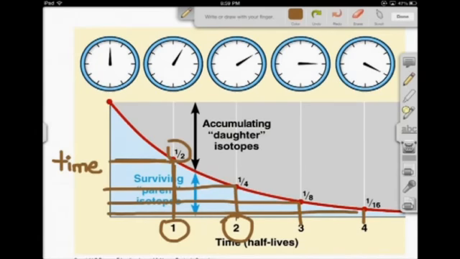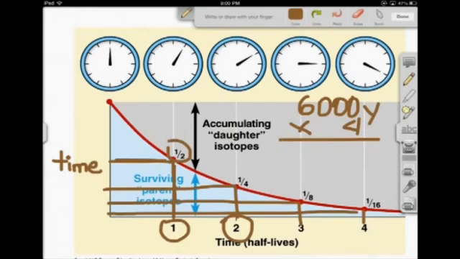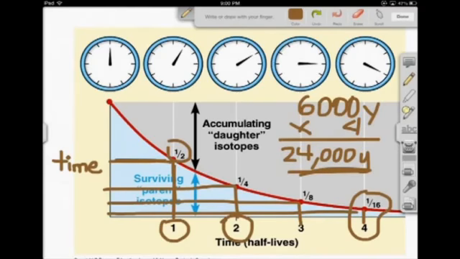When you consider carbon-14 after 4 half-lives, let's say it's 6,000 years each, you see that there's very little material left. But if we did age something and we found that the proportion of carbon-14 remaining was about 1/16, we would know that approximately 24,000 years had gone by if we were dating carbon-14 in the sample.